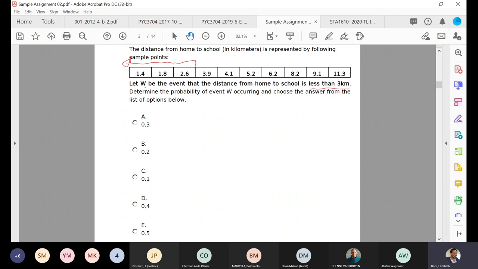So in order for you to calculate the probability of W, the event satisfying that, divide by how many there are. How many kilometers do we have? You need to count the blocks. And how many observations satisfy it, how many events are in there? Three out of 10. There are three events of less than 3 kilometers, and there are 10 outcomes.